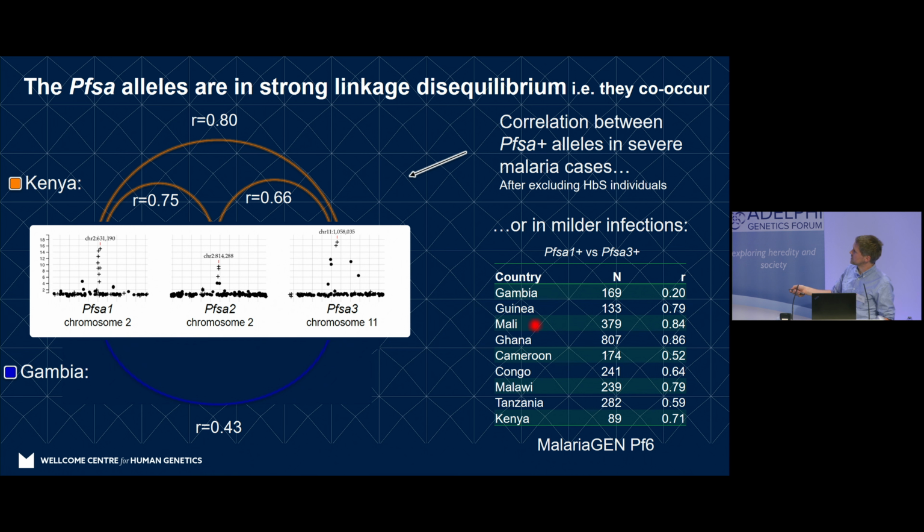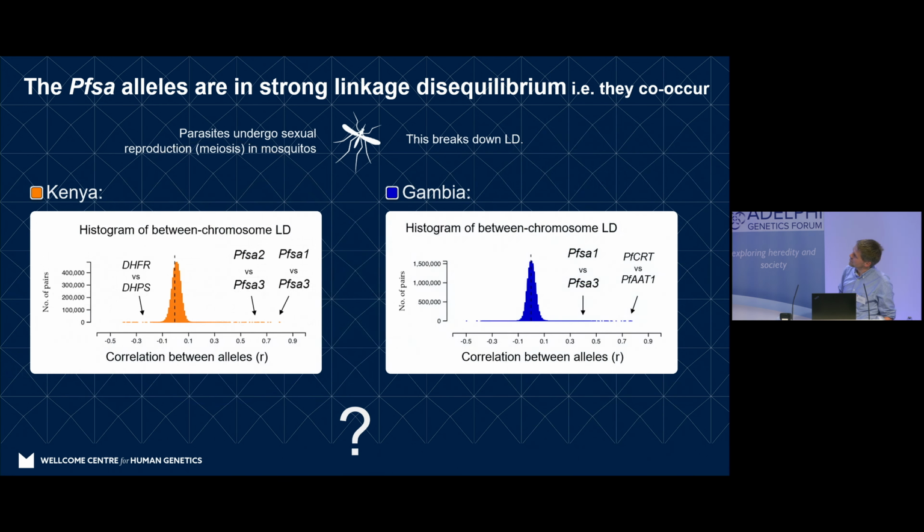So for example, here's parasites from Ghana. There are 807 in the sample. The chromosome 2 and chromosome 11 loci are 86% correlated. And it's the same pattern across all these African populations, although for some reason that we don't understand, Gambia has a lower level of correlation, but still there. So this is extremely unusual because of this feature of recombination, right?